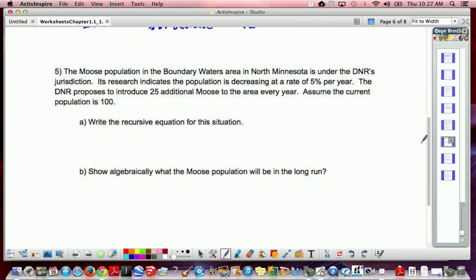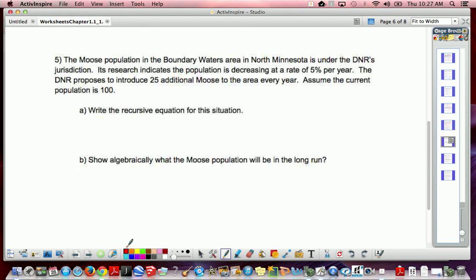All right, number 5, last problem on this worksheet here. It says the moose population, so similar to the northern population. So the moose population here in the Boundary Waters area in northern Minnesota is under the DNR's jurisdiction. Same type of problem, just different context. So research indicates the population is decreasing at a rate of 5% per year. The DNR proposes to introduce 25 additional moose to the area every year. Assume the current population is only 100 moose.